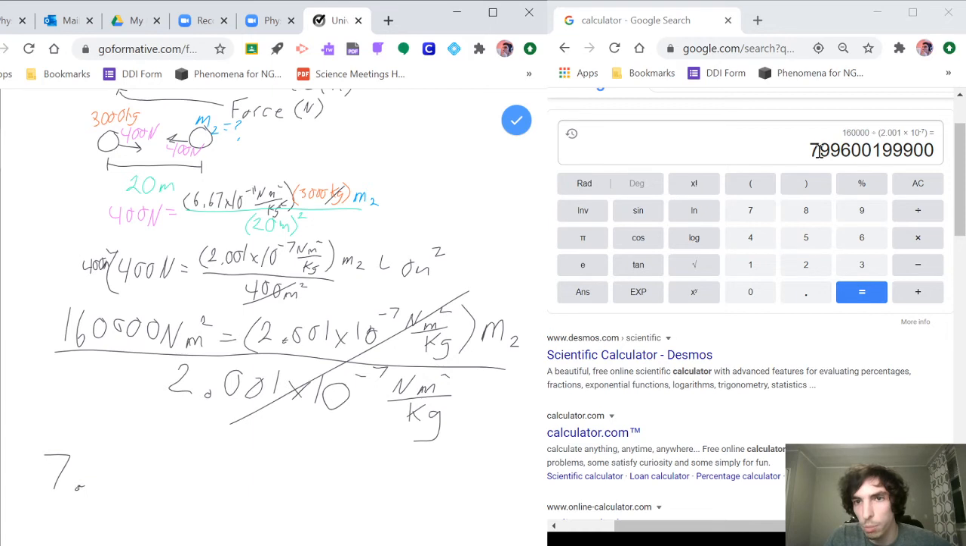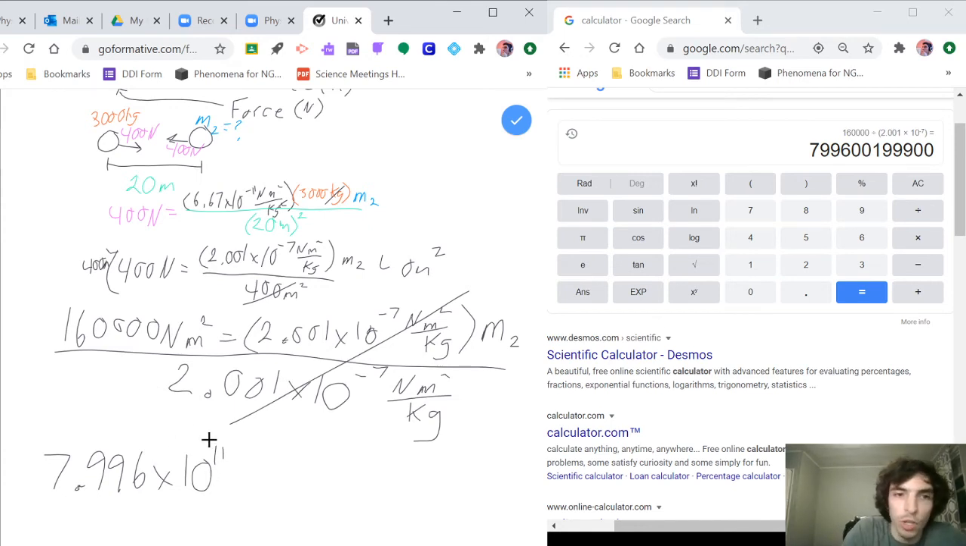So let's go 7.9 and 7.99. Let's include a couple more decimals. Let's go 7.996. And then I'm just going to count how many times this decimal had to move over in order to get to this 7.99. So it's going to be 7.996 times 10 to the 1, 2, 3, 4, 5, 6, 7, 8, 9, 10, 11th. 7.996 times 10 to the 11th.